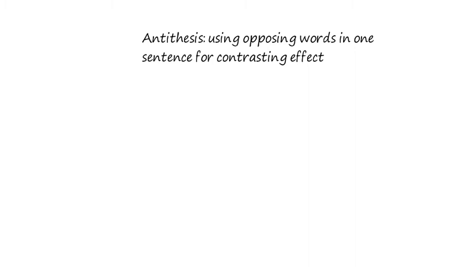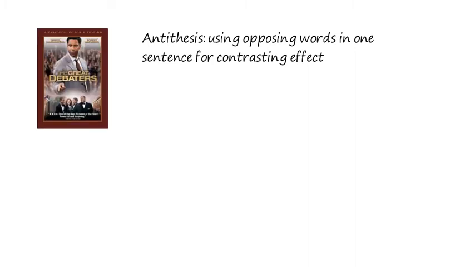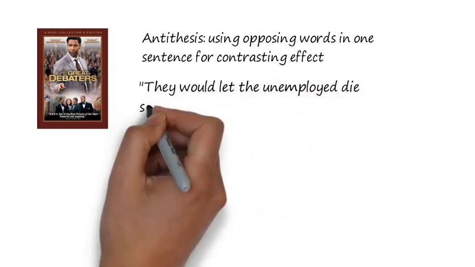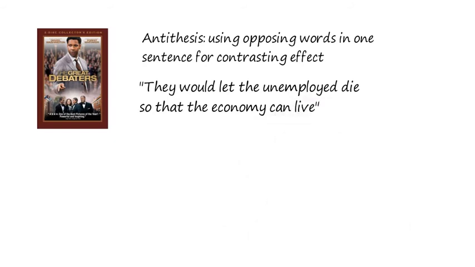Let's take an example from the movie The Great Debaters. One of the main characters is faced with a problem familiar to most debaters: how to answer the economic disadvantage. He handles it well through the use of antithesis, saying of his opponents, "They would let the unemployed die so the economy can live." Dying is the antithesis to living, and when placed side by side, it makes clear the choice of competing values in the round to the judges.